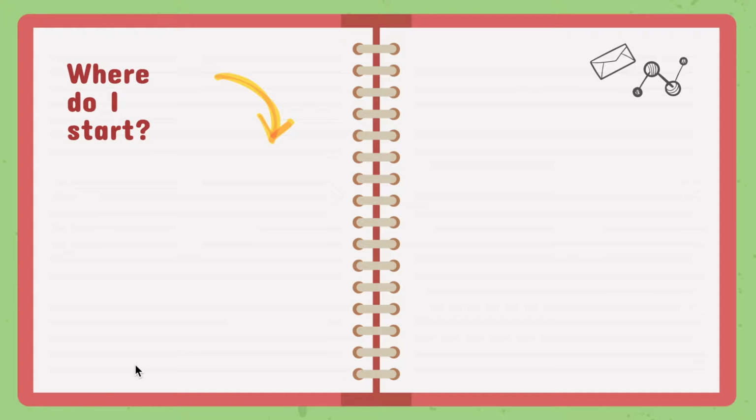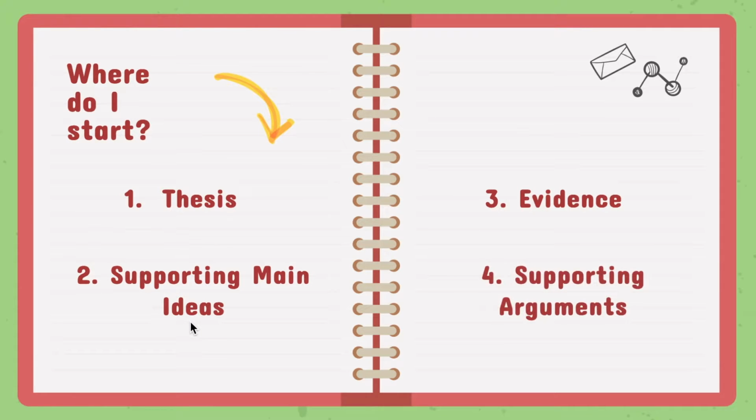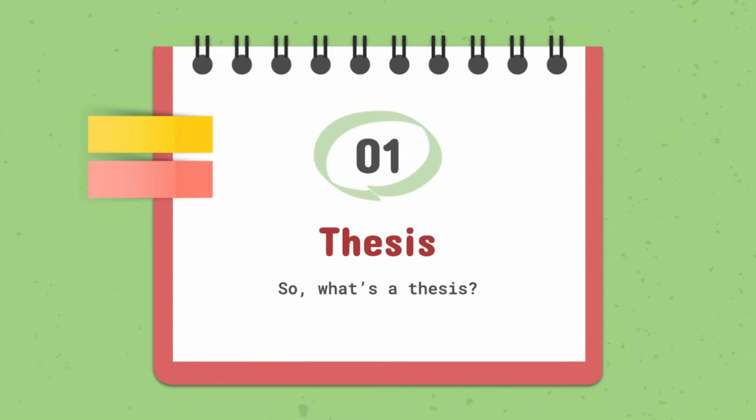Here are the general items you include in your plan: your thesis statement, your supporting main ideas, also known as your mini thesis statements, your evidence, and then finally your supporting arguments. The first step in this process is to identify your thesis statement. But first, let's figure out what a thesis statement is.